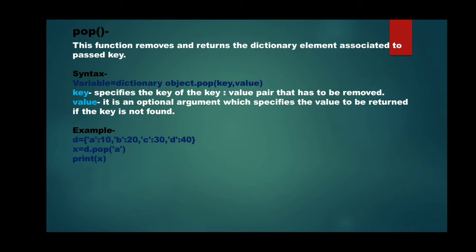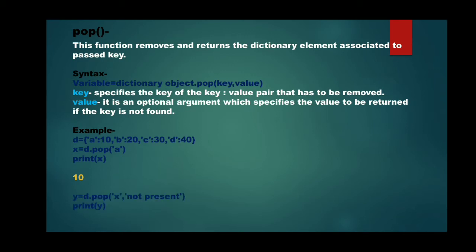Here I have taken a dictionary D. This dictionary contains A10, B20, C30 and D40. These four pairs are contained in the dictionary. Now I have written D dot pop A. I have provided the key A. So what is it going to do? It is going to remove A10 from this dictionary and the value of this key A, that is 10, will be assigned to the variable X. So when we display X, it is showing the value 10.